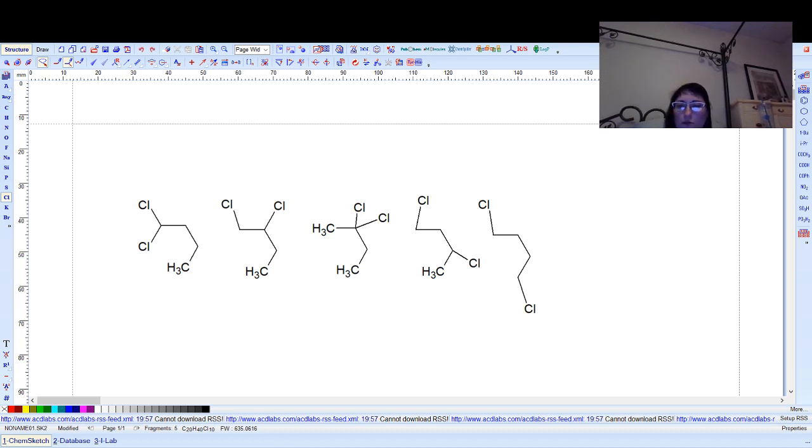If you do a Google image search, you'll see a lot of examples. In fact, one of them from sites.google.com is labeled radicals, and it has vinyl, benzyl, alkynyl, and allyl. It's got a bunch of them, so you can see what those look like.